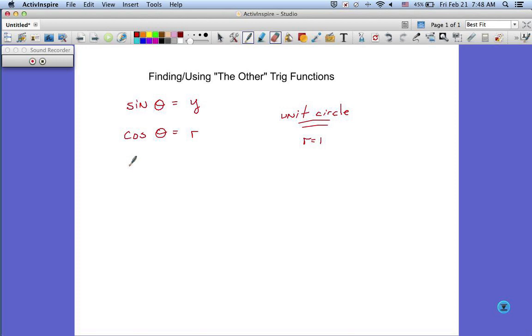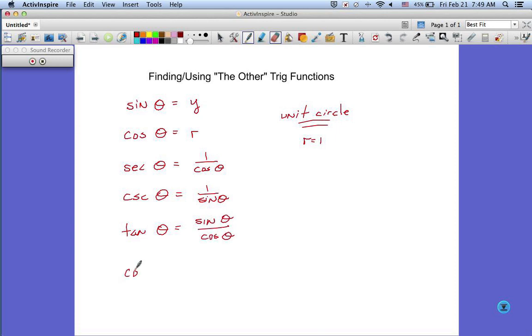And then if we talk about secant of theta, that's 1 over your cosine value. Cosecant, recall, is 1 over your sine value. Tangent is the ratio of sine to cosine, and your cotangent is your ratio of cosine to sine, which, if you look at that closely, is really 1 over your tangent. So it's just a lot of flipping.